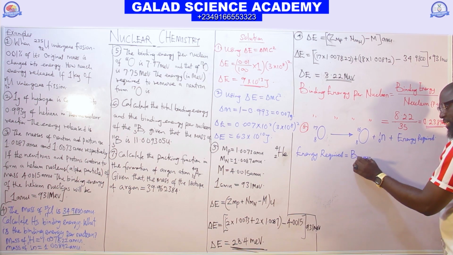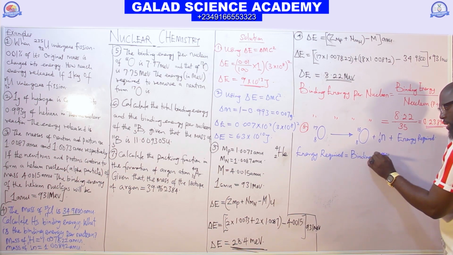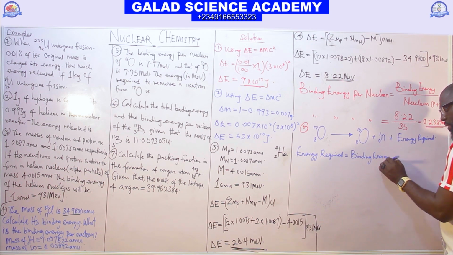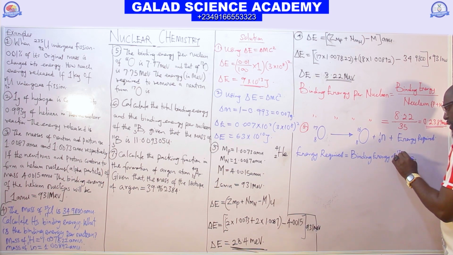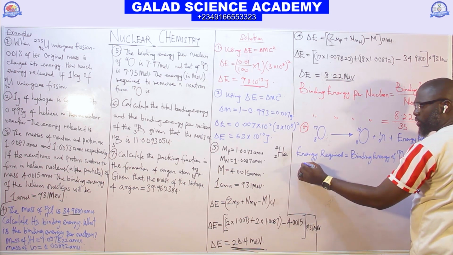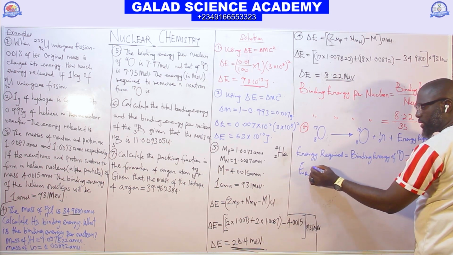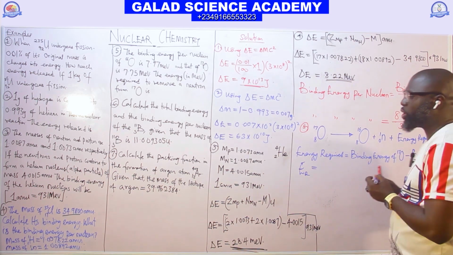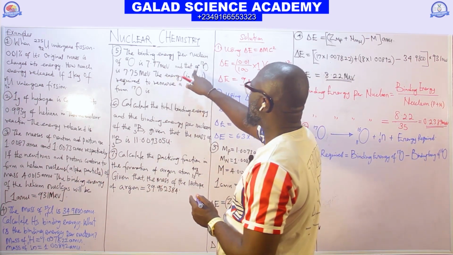the binding energy of oxygen 17 minus binding energy of oxygen 16. So for the energy required, what is the binding energy of oxygen 17? Is this?